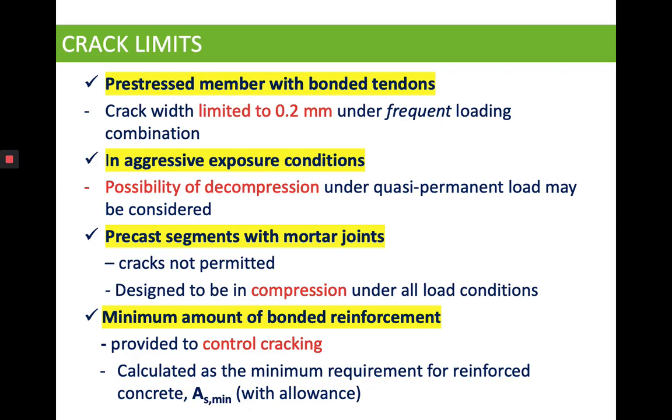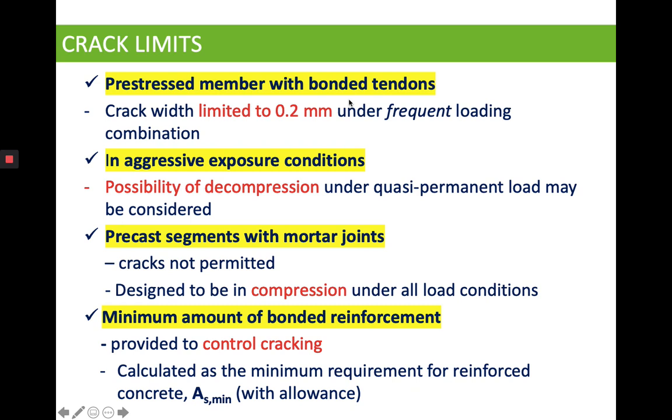So this is the table from just now, and this is for the crack limits. There are certain specified requirements that we have to follow when we talk about pre-stressed concrete members. If we are designing a pre-stressed member with bonded tendons, the crack width is limited to 0.2 mm under the frequent load combination. So this is for bonded tendons.